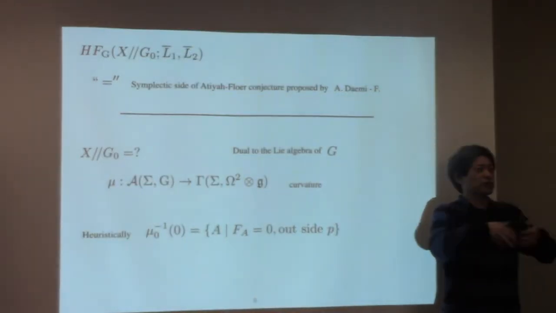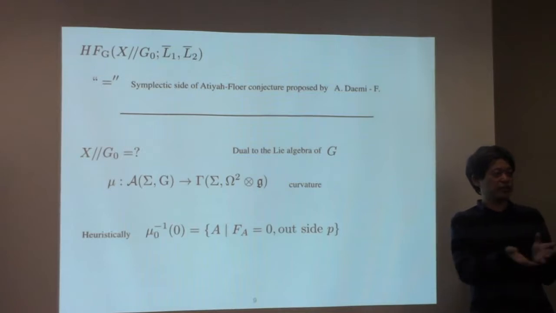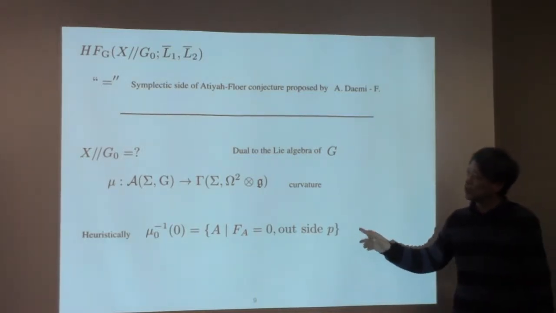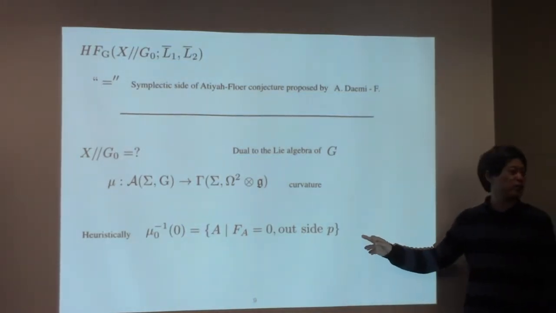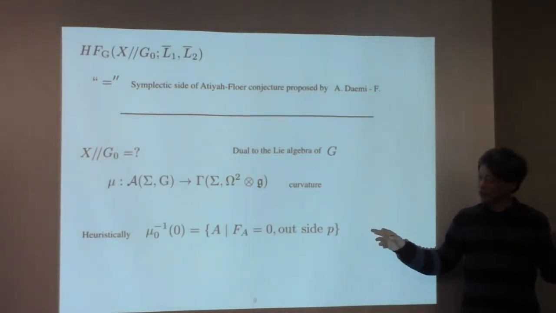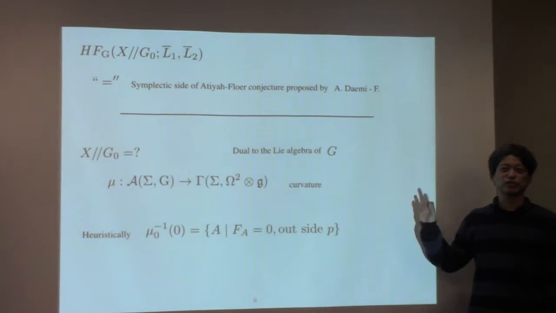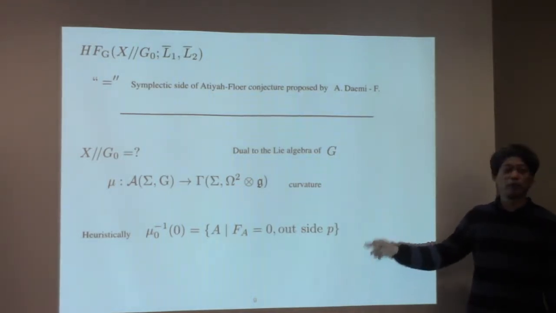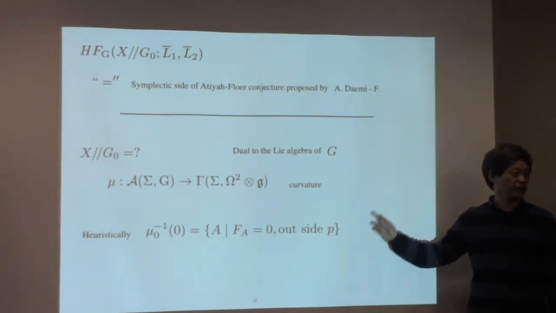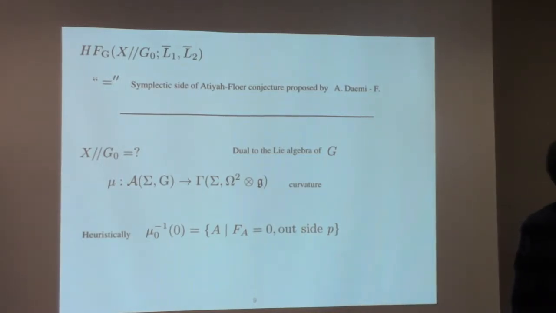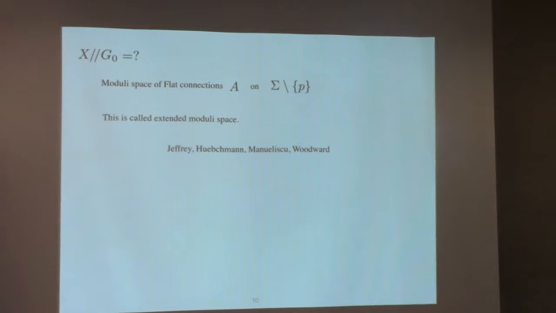So you can think very naively that this is what you are. But of course, this is not a correct definition. You have smooth connections, flat outside one point. So this looks kind of morally correct, but it's not correct. So you have to do something to understand what it is, and the natural thing is the following.